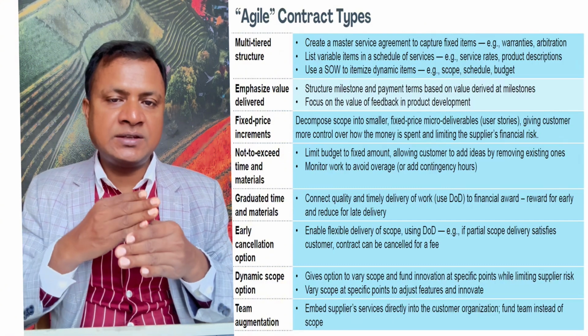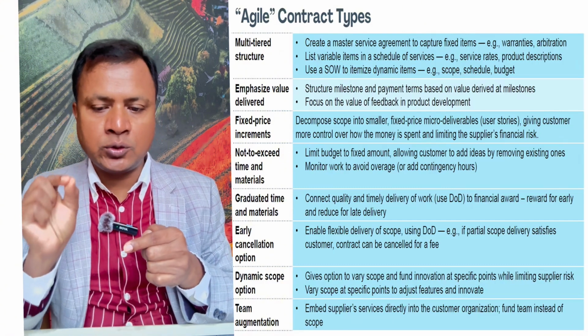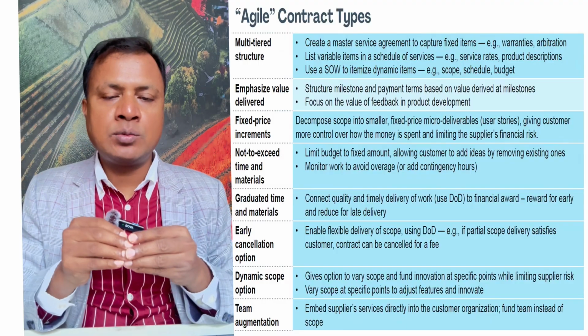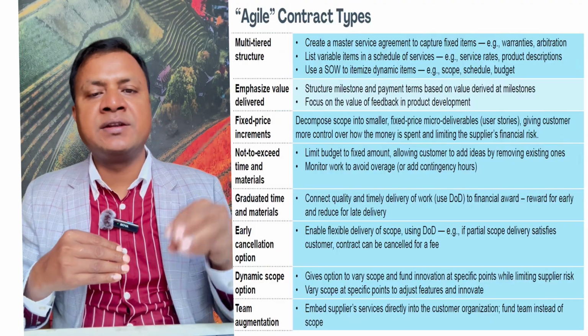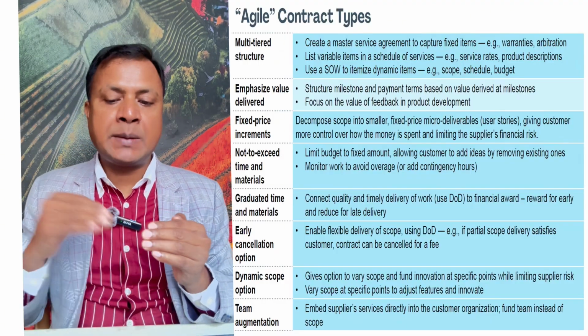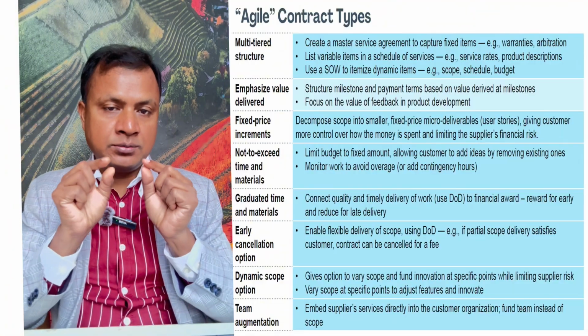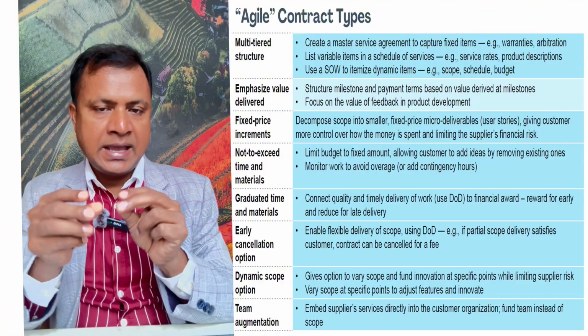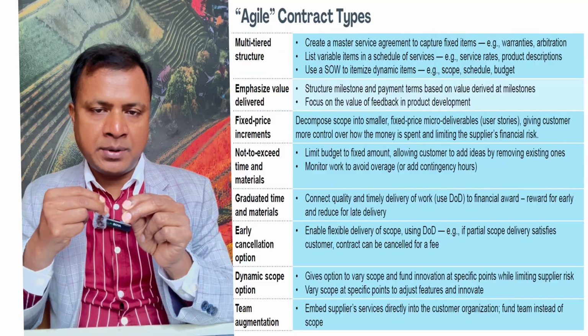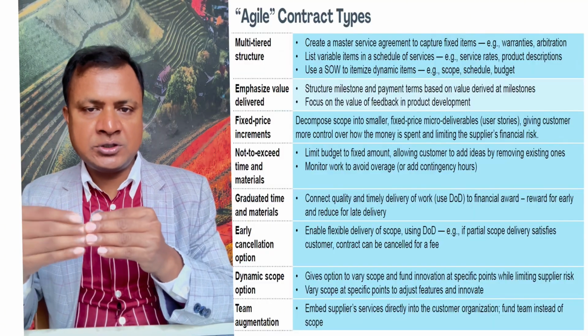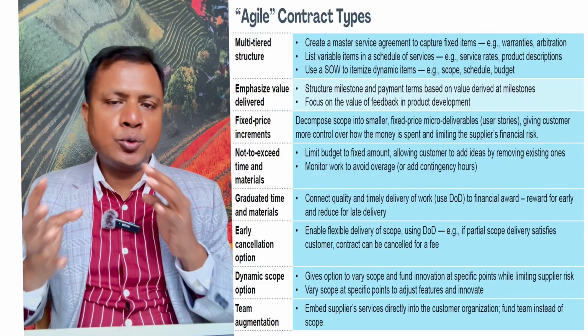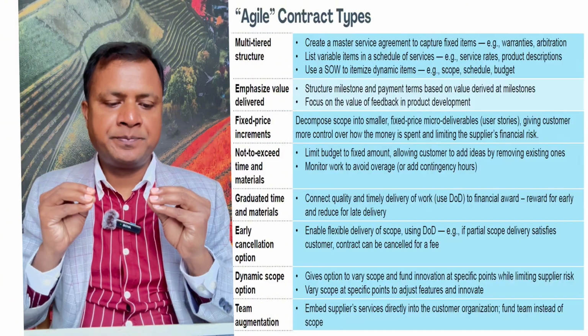So we fix the price for micro deliverables for each component, giving the customer more control over how the money is spent and limiting the supplier's financial risk. So the supplier is providing small portion by small portion and receiving payment for each of these small portions. So both are in a happy position.